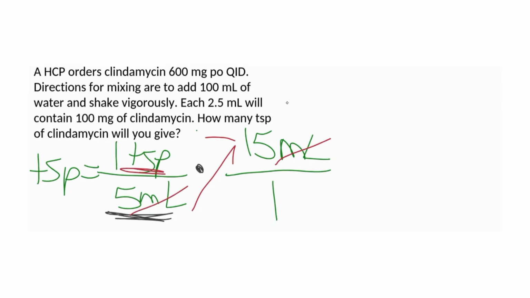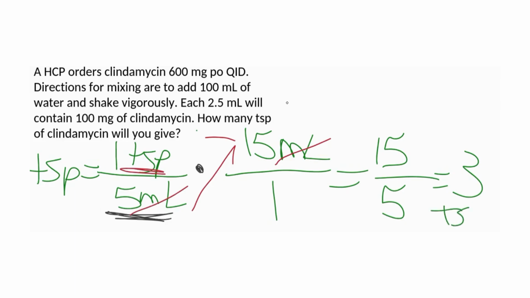So once you have your equation in here, you want to multiply across on top and multiply across on bottom. So 1 times 15 is 15, and 5 times 1 is 5. Then you just keep dividing, keep working your equation till you get to your final answer. 15 divided by 5 is 3. So now we have 3 teaspoons. 3 teaspoons is our final answer.